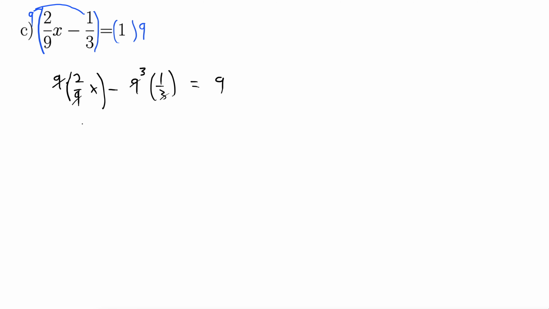So what are we left with? 2x minus 3 equals 9. Much easier. We can just solve that as usual. I'm going to add a 3 to both sides. So plus 3. 2x equals 12, and then divide both sides by 2. That gives us x equals 6.